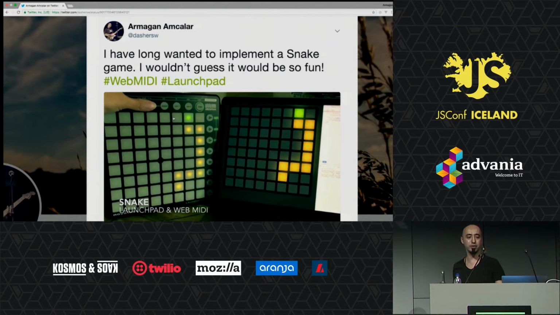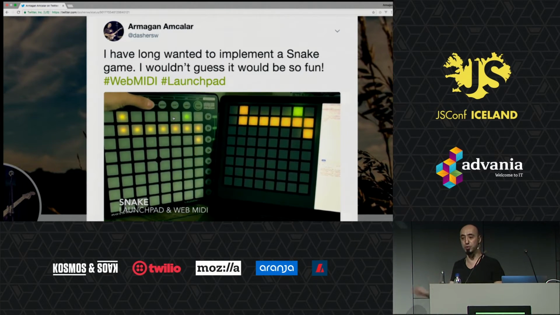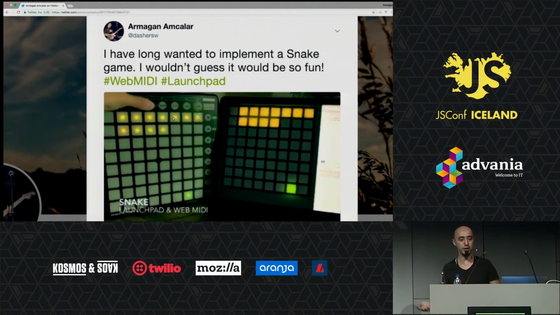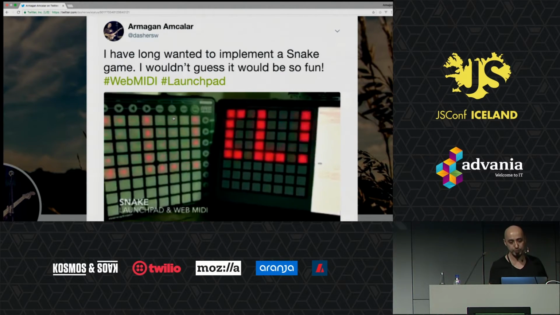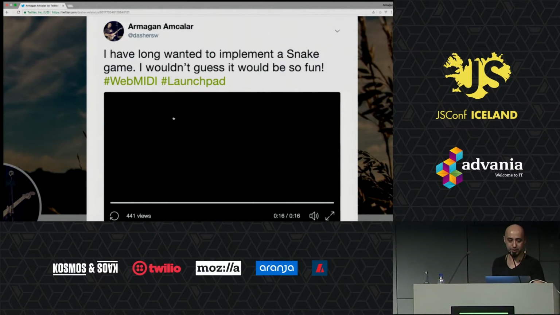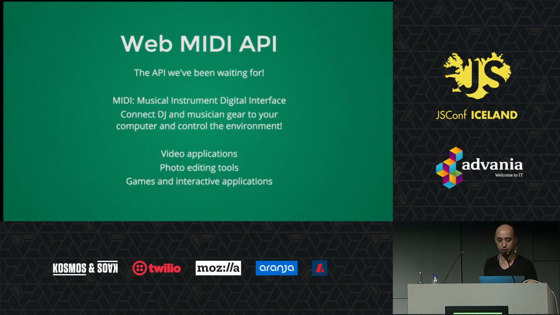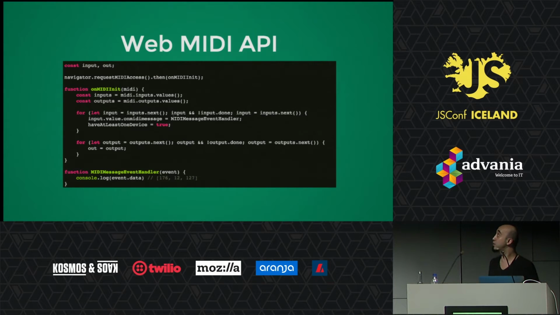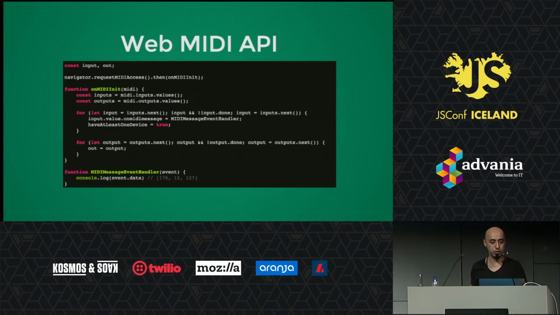So you can turn the lights on and off through the browser, and again, it's connected over Bluetooth. And yeah, you can do a lot of stuff with it. Cool. So how does it look like? Really, it's extremely simple. Again, you do navigator.requestMIDIAccess. So I want some MIDI devices to be available. And it gives you something with inputs and outputs.